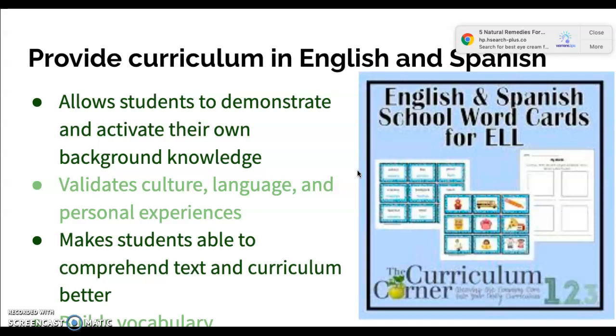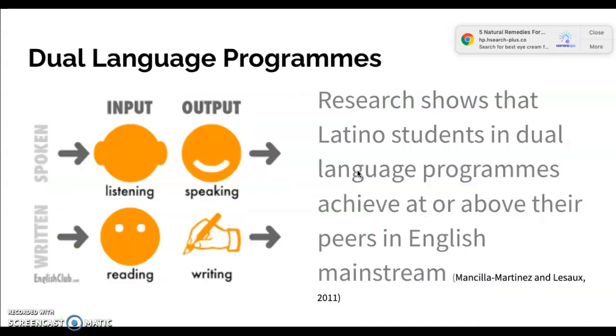And then it allows students to comprehend the text and the curriculum better while building their vocabulary. And students who receive both English and Spanish dual language are shown to achieve at or above where their peers in English mainstream are.